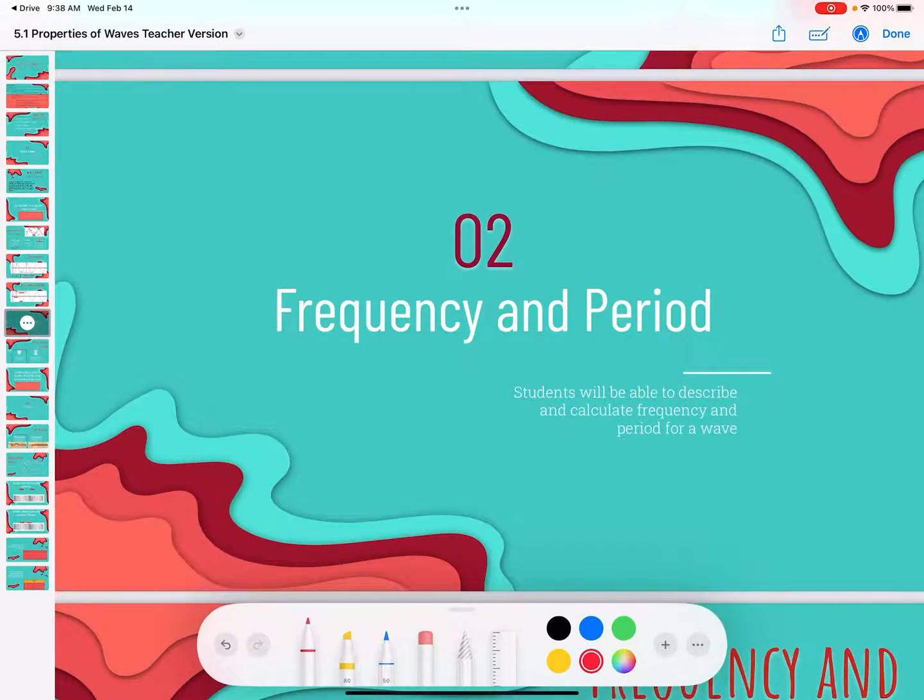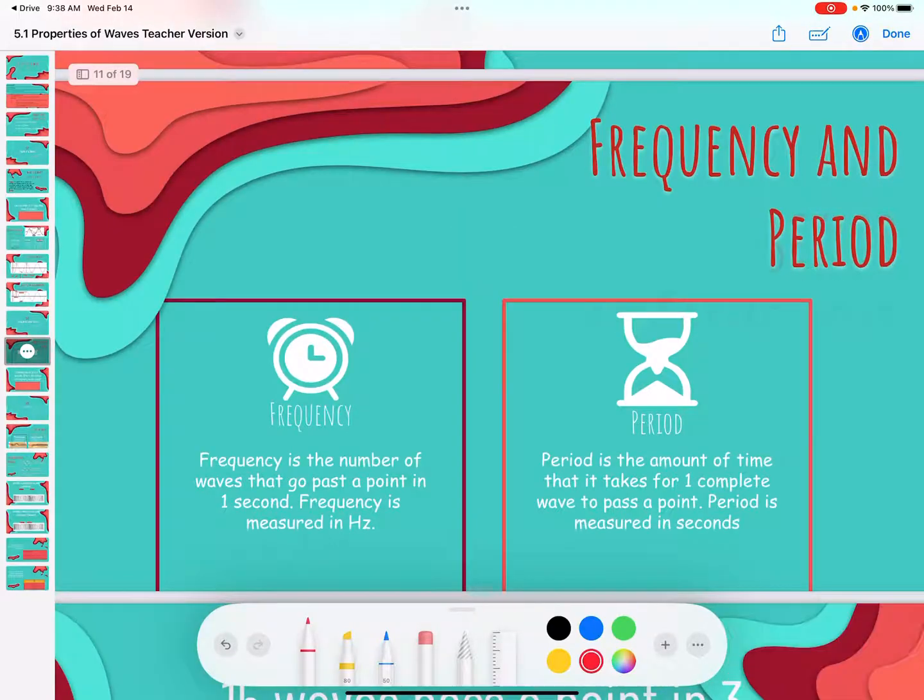Now, once we've got our basic pieces of the wave identified, we can then look at what's called frequency and period of a wave. So you should be able to calculate the frequency and period of a wave. There are some equations here that you will need to know, and so this is where the math kicks in. And so frequency and period. Frequency is the number of waves that go past a point in 1 second, and it's measured in hertz. And so if I have 15 waves that go past a point in 1 second, I would say that the frequency of that is 15 hertz.